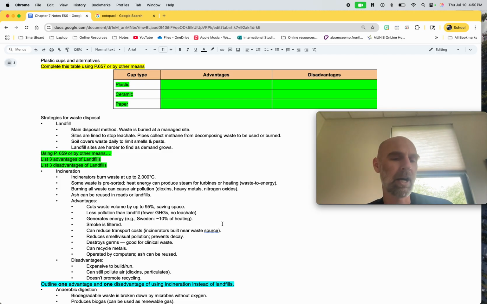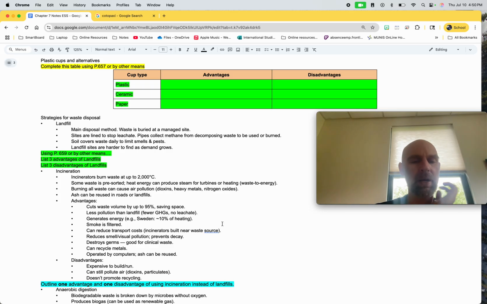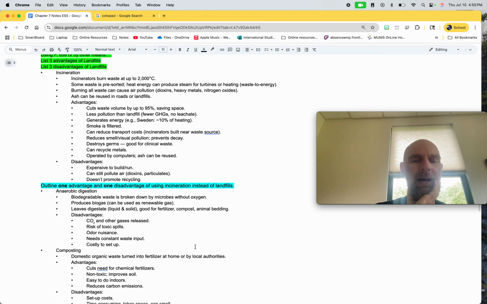So, all right, anaerobic digestion. Biodegradable waste is broken down by microbes without oxygen.